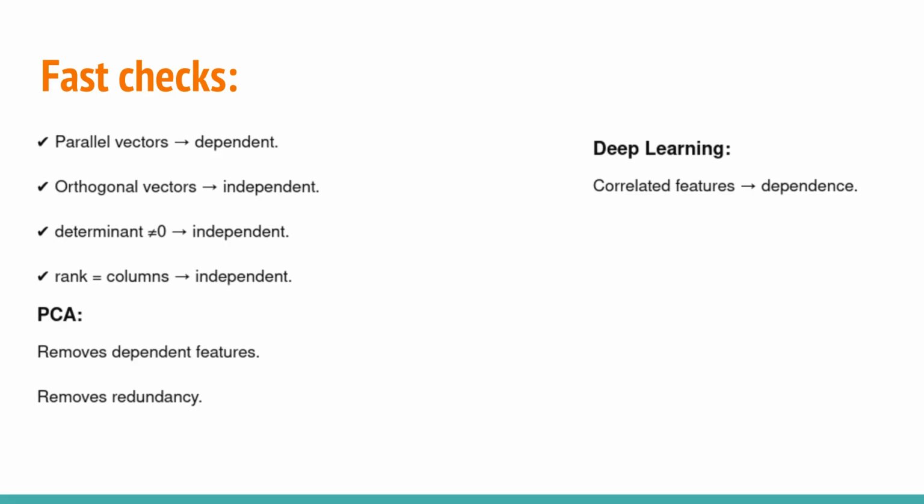Some fast checks: parallel vectors are dependent, orthogonal vectors are independent. In data science, PCA removes dependent features and redundancy, while correlated features relate to dependence in deep learning.